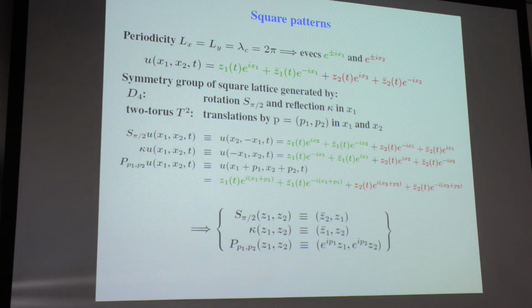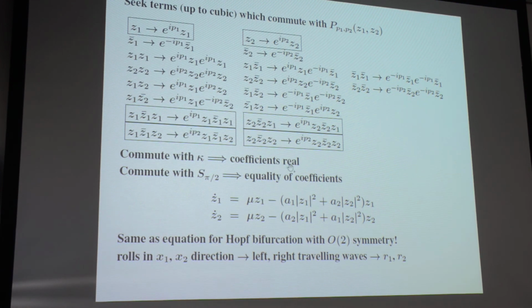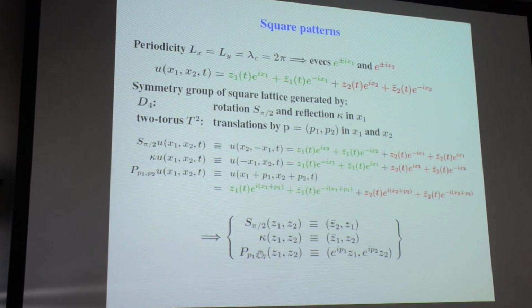And we want our governing equations to not care about any of those things, obviously. That's what symmetry means. So we want our governing equations to be equivariant under these things. We seek terms which commute with all of these operations. We're used to this. To commute with kappa, we'll want the coefficients to be real. Let's look at that over here. Since we're going to change z, this we did before.